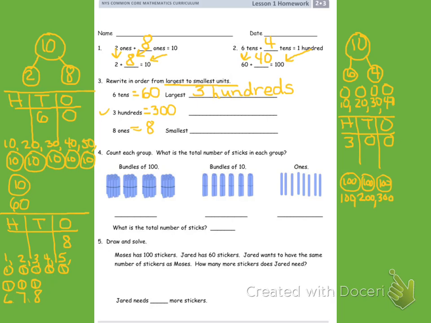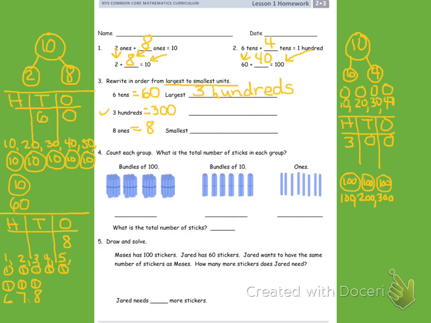Now I have to decide, is 60 or 8 larger? Whatever is larger will be written on the next line. Then which is the smallest, 60 or 8? And write it on the line next to the word smallest. But again, don't forget to write it with the words.